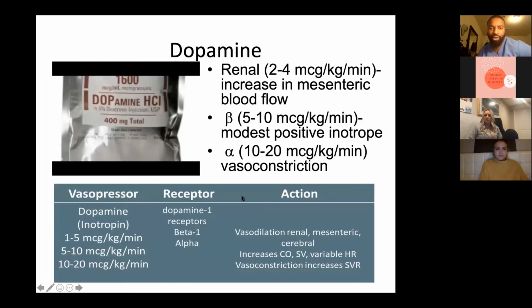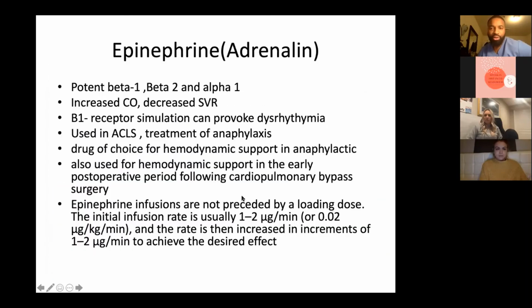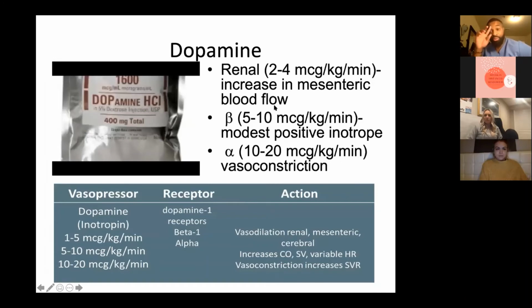So we talked about dopamine. Dopamine acts to increase the renal mesenteric blood flow. The kidneys have a dopamine 1 receptor, and also some beta, depending on the level. You have a beta 1 and alpha 1. So dopamine is also another good one: at a very, very low dose, it acts on the kidney. At a medium dose, it acts on the beta 1 receptors, and alpha, it helps constriction.